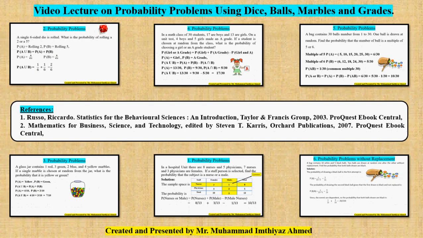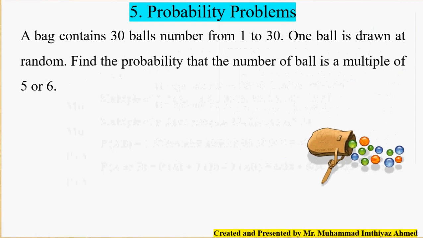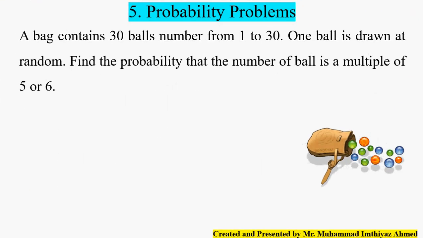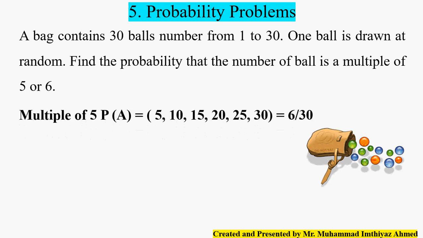Fifth, let us solve the problem. A bag contains 30 balls numbered from 1 to 30. One ball is drawn at random. Find the probability that the number on the ball is a multiple of 5 or 6. So until 30, we need to use multiples of 5 and multiples of 6. So let us solve the problem.